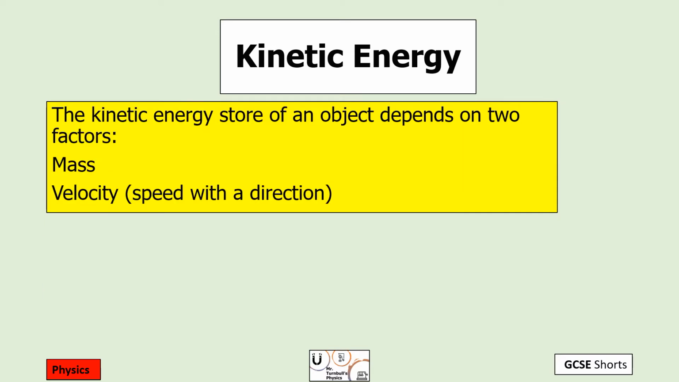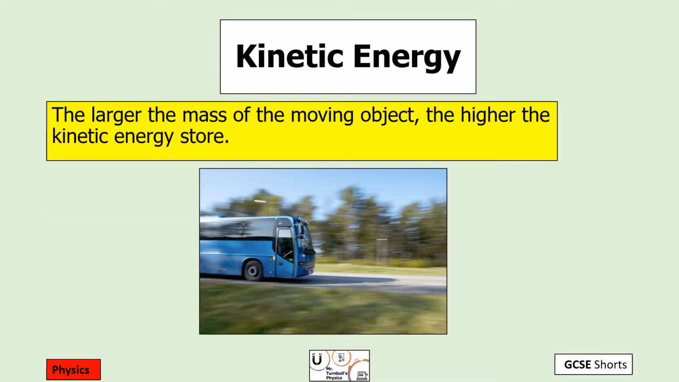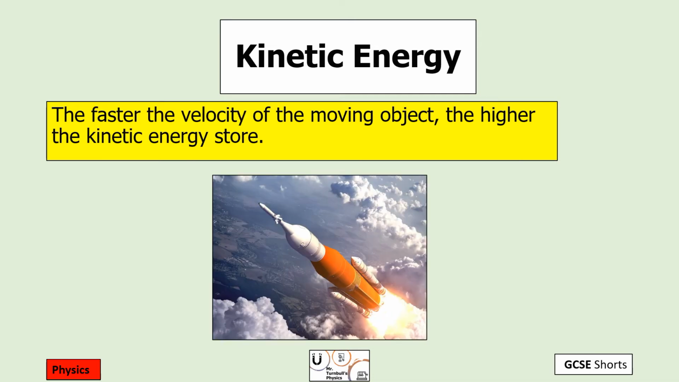Now the kinetic energy store of an object depends on two factors: the mass of the object and the velocity of the object. Now, velocity is the speed in a particular direction. So when you state your speed with a direction, you are giving its velocity. Now, the larger the mass of a moving object, the higher the kinetic energy store. The faster the velocity of the moving object, the higher the kinetic energy store.